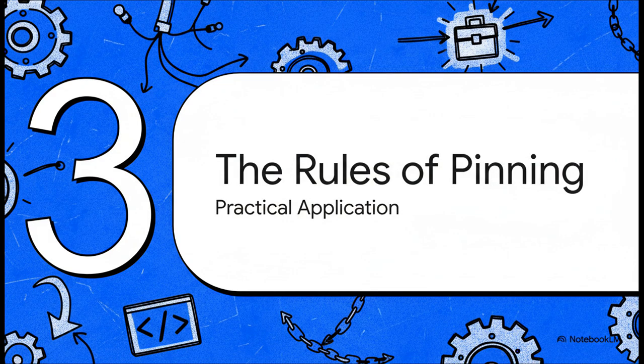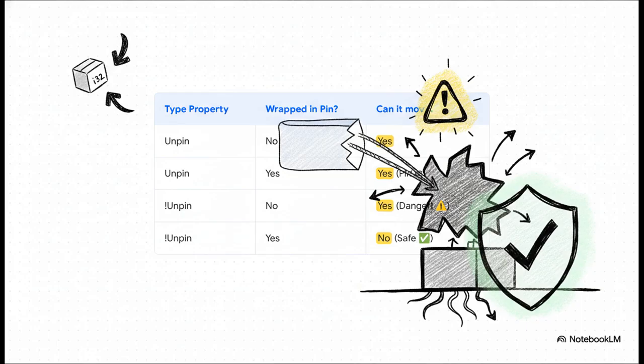All right, so let's get practical. How does this all translate into the tools and rules you'll actually use when you're writing async Rust? This little cheat sheet tells the whole story. Look, if a type is Unpin, like a number, it doesn't matter if it's pinned or not. You can always move it. Pin just gets ignored. Now, look at that third row. If a type is !Unpin, like a future, and it's not pinned, you could still move it. And that's the danger zone. That's where crashes happen. The magic is all in that last row. When a !Unpin type is wrapped in Pin, the compiler forbids you from moving it.